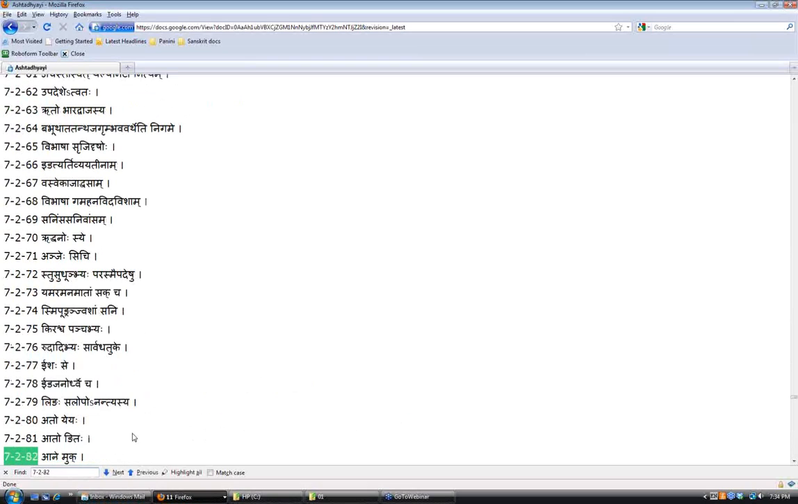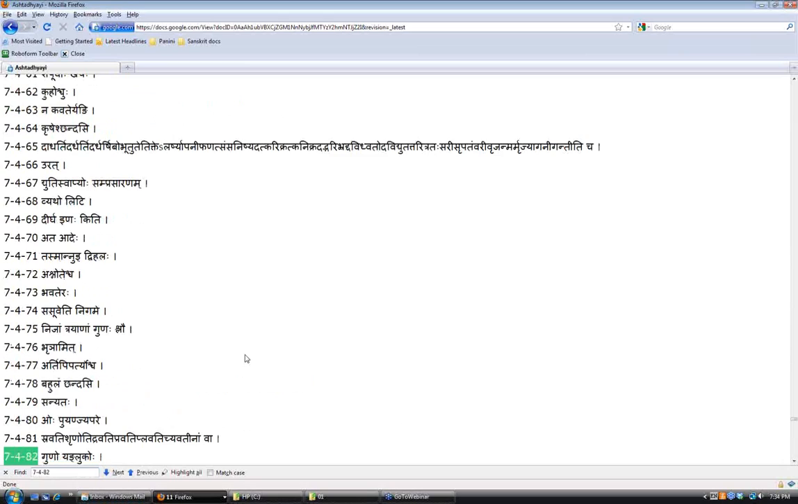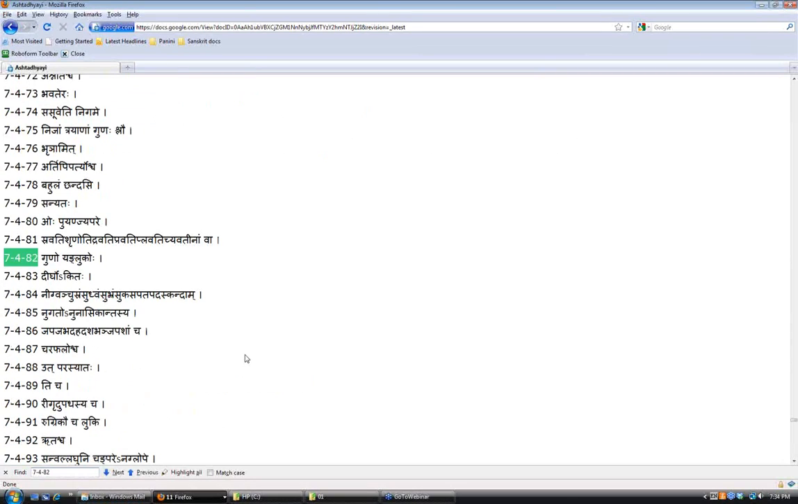Let's look at this section and see what it has. 7.4.82, Abhyasa Niyamaha. The first one says, Guno Yang Luko. This can be called a trademark. This is the telltale sign of the yang prakriya. Again, Bhagavad Gita, go to Gita, please. Always keep Gita in your mind.